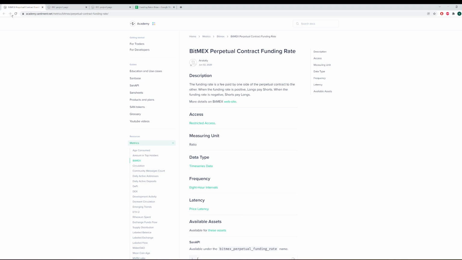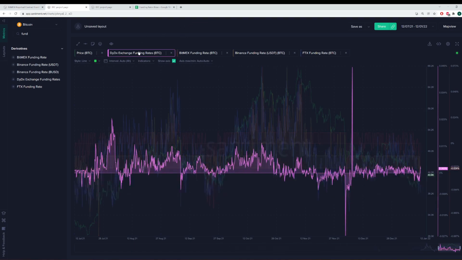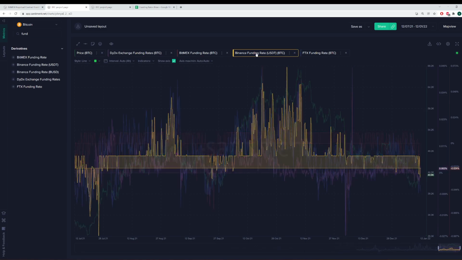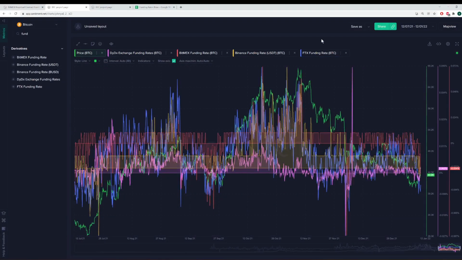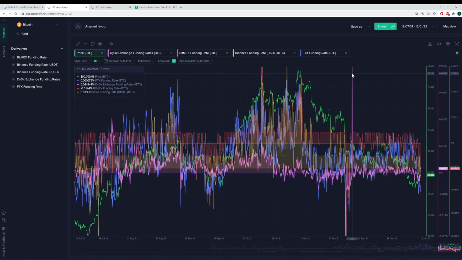I'll take you over to our Bitcoin funding rate page where we have four different ones available. We have the brand new DYDX exchange funding rates, the BitMEX funding rate, the Binance funding rate, and the FTX funding rate. Now, of course, putting them all together here, it looks like a bit of a jumbled mess, but you can see the zero line here that shows when things are extremely high, such as this huge DYDX exchange long spike that actually correlated with a top that occurred.